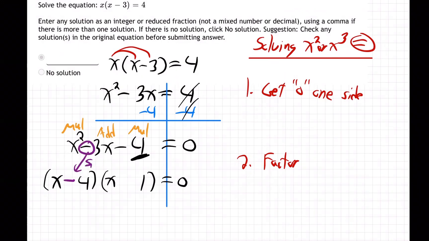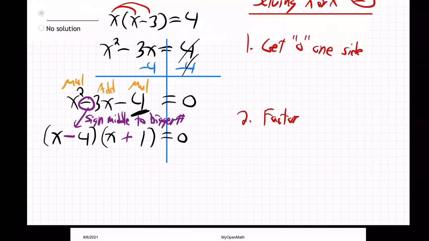Oops, can't spell sign. Sign in the middle to the bigger number, like that. So the sign in the middle goes on the bigger number. 4 is bigger than 1. So the sign in the middle always goes to the bigger. Why? Well, it's because minus 4 plus 1 adds to be minus 3, doesn't it? If you lose $4 and you gain back 1, you lost $3, right? And they multiply, negative times positive, multiply to be negative 4. It's right, isn't it? That's the right factorization. Sign in the middle to the bigger number. Okay, so we factored it.